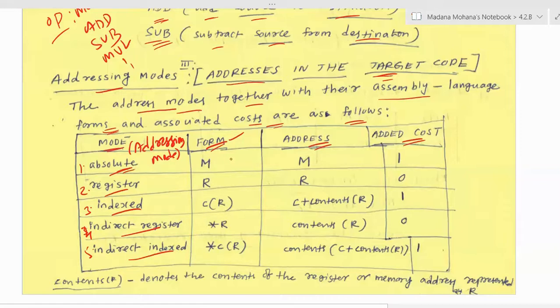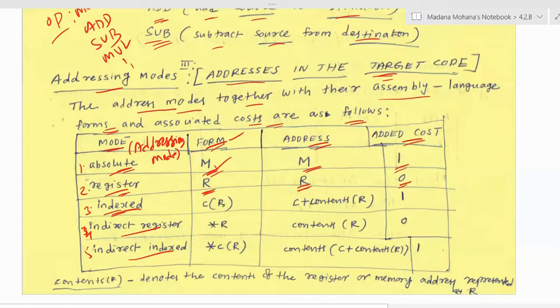Absolute addressing mode is simply denoted by M, its address is also M, and its cost is simply 1, because it uses one memory location. For register addressing mode, its form is register R, and its address is also R. Registers won't take any cost, because they are there by default and no memory is allocated. If anything is stored in registers, it won't take any cost. Wherever a register is there in code generation, its cost is 0.